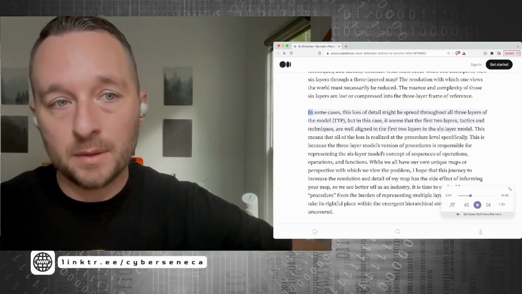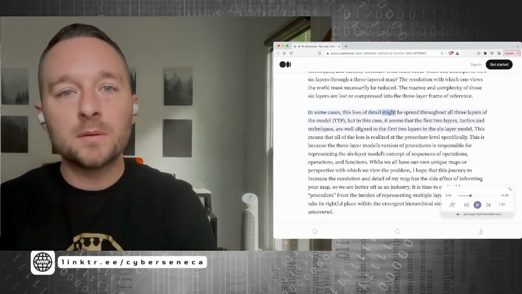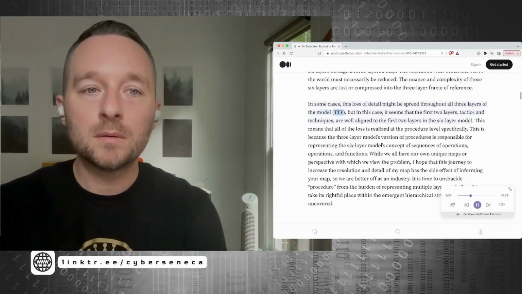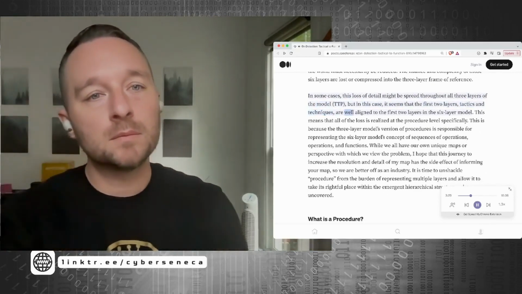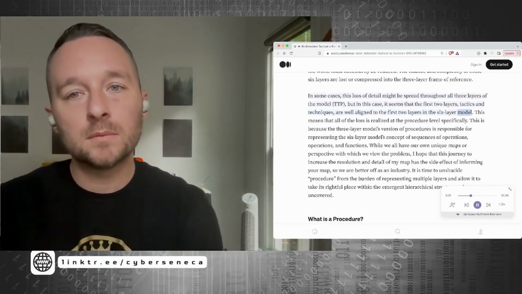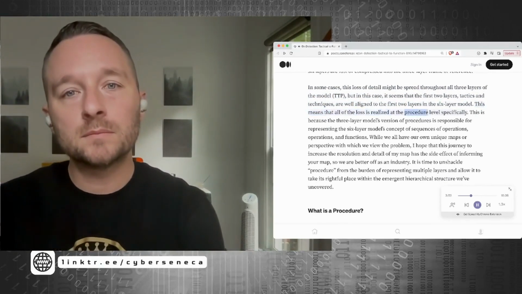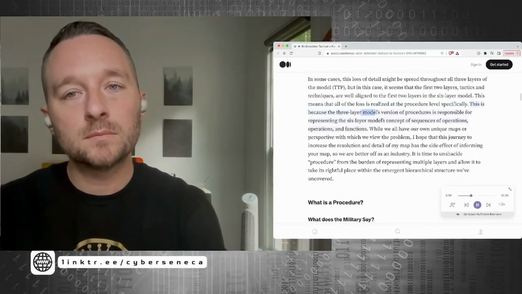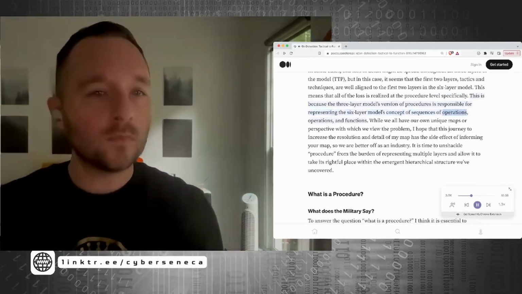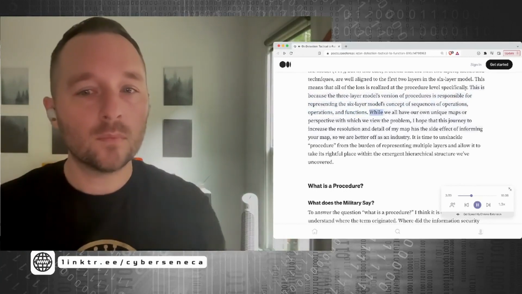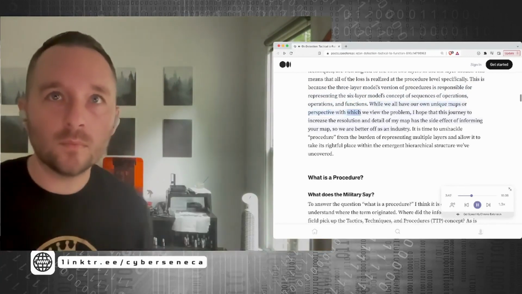So maybe there exists a solution in which there's a 3-layer map and a 6-layer map, and they work together. In some cases, this loss of detail might be spread throughout all 3 layers of the model, TTP, but in this case, it seems that the first 2 layers, tactics and techniques, are well aligned to the first 2 layers in the 6-layer model. This means that all of the loss is realized at the procedure level specifically. This is because the 3-layer model's version of procedures is responsible for representing the 6-layer model's concept of sequences of operations, and functions.